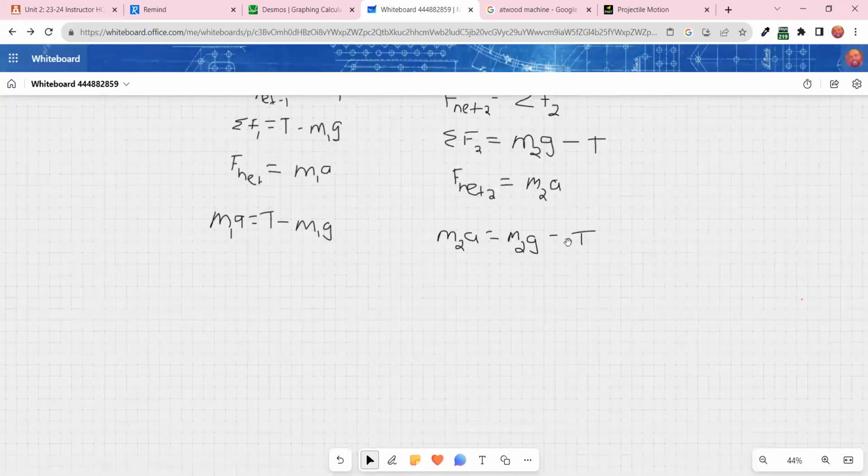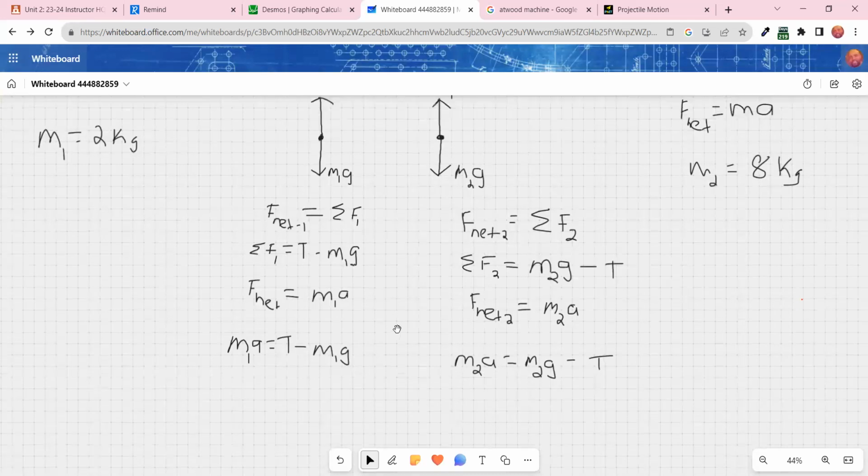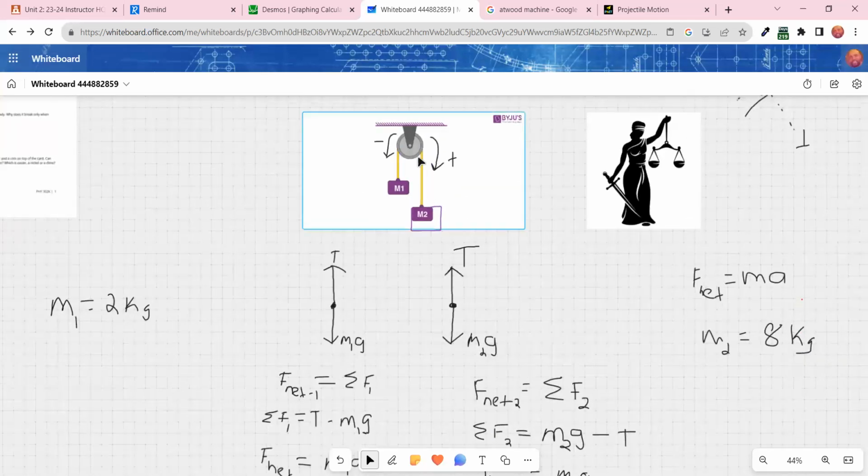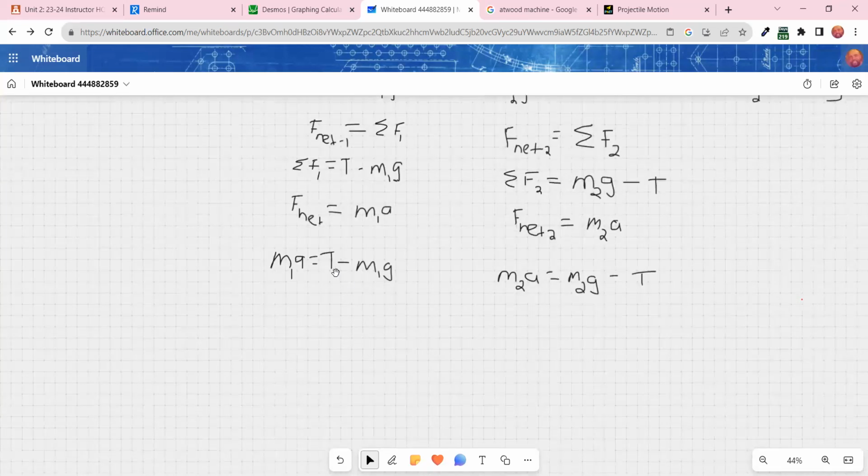I have 2 unknown variables. I don't know what my acceleration is over here, nor do I know what my tension is over here. However, I do know, I already told you, that they both have the same acceleration, and also they're connected by the same rope. Therefore, the tension must also be the same. So that means that a and T over here are the same as a and T over here. I have 2 unknowns, but I have 2 equations. And if you remember your algebra 1, if you have 2 unknowns, you have to have 2 equations. And that's what we have.